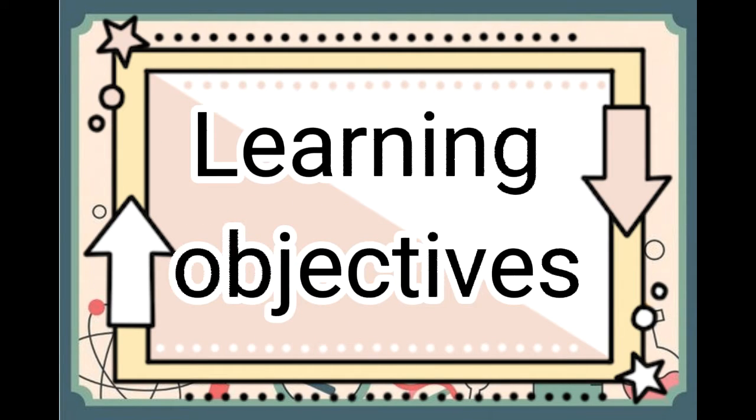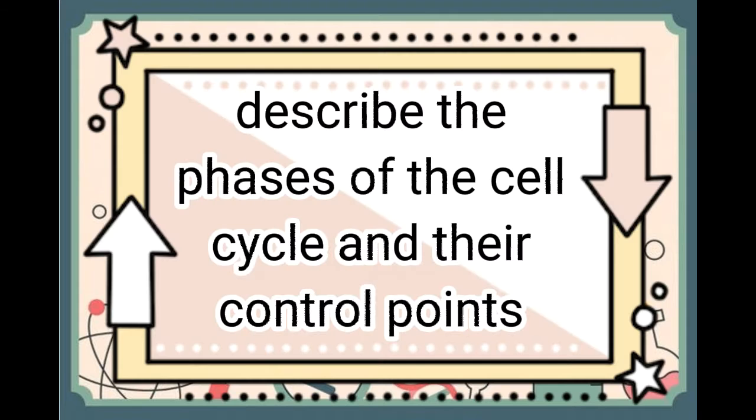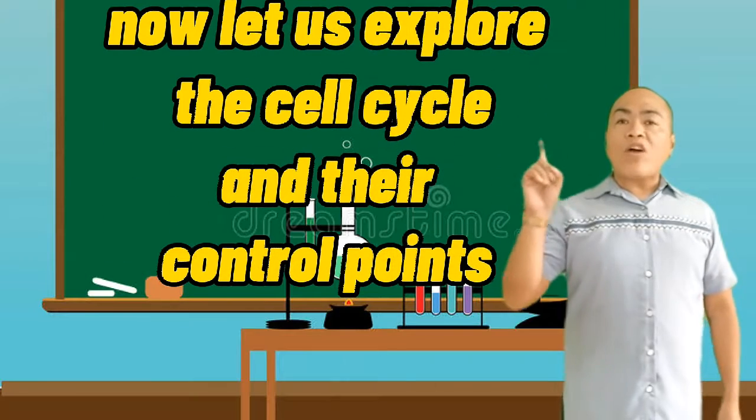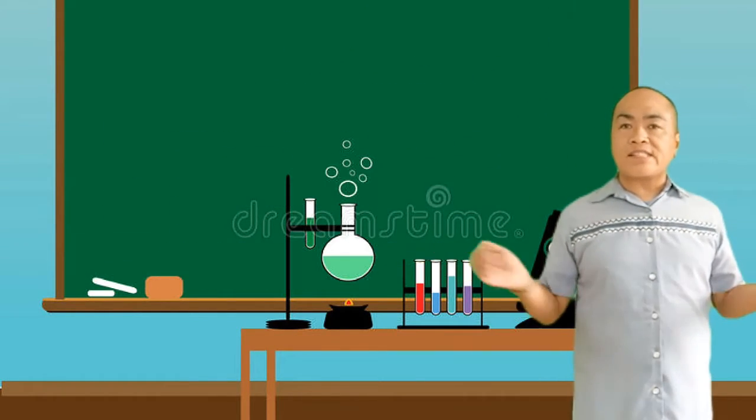At the end of the lesson, you are expected to define the cell cycle, describe the phases of the cell cycle and their control points, and differentiate interphase and mitotic phase. Now let us explore the cell cycle and their control points.